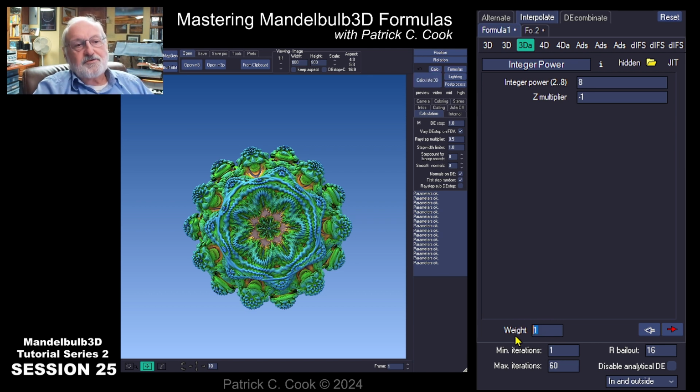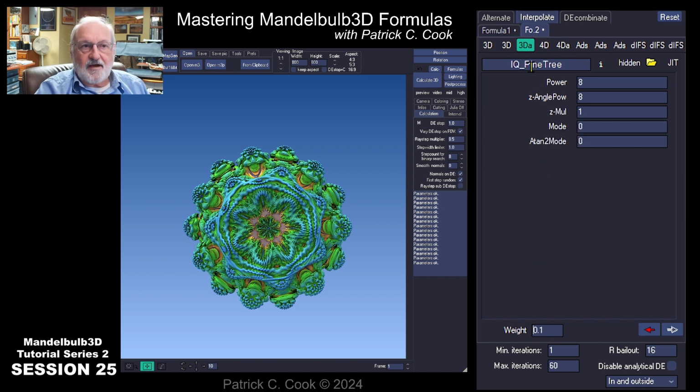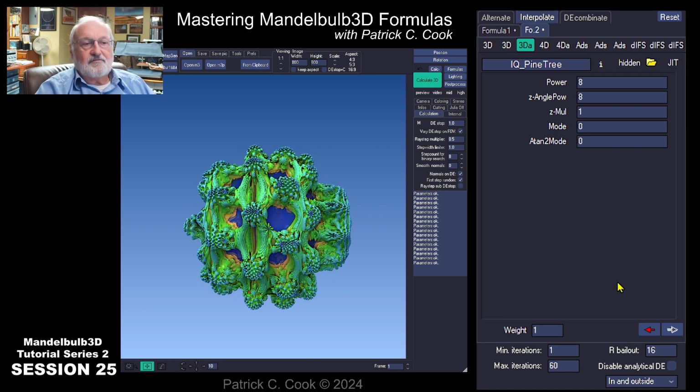Okay. Let's set the integer power to 0.1, and let's come over here and set the IQ Pine Tree to 1. Now that Mandelbulb object is going to look remarkably different because when I calculate it, it's going to be more prominently IQ Pine Tree. All right, calculate that. And a lot of my integer power bulb is lost. So that's IQ Pine Tree.